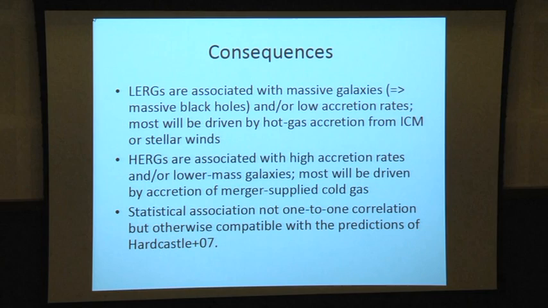And so there's going to be a natural association between those things and the accretion of merger-supplied cold gas, because that's a way of getting the accretion rate up. So you'd have a statistical association between the two fueling sources and the two accretion modes, but not a one-to-one correlation, as we suggested in 2007. The predictions, which are basically about populations, ought still to hold good.